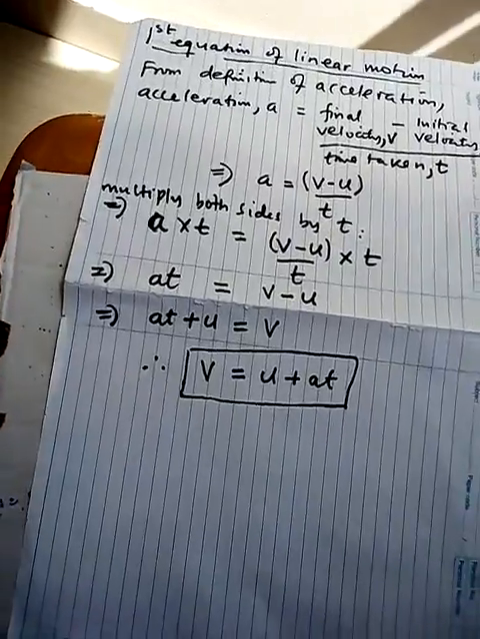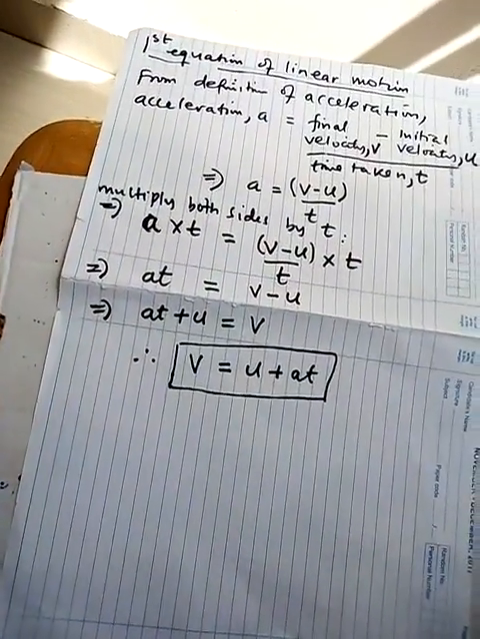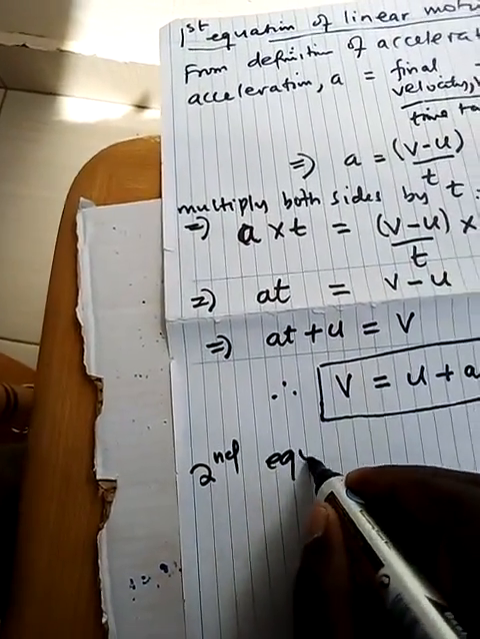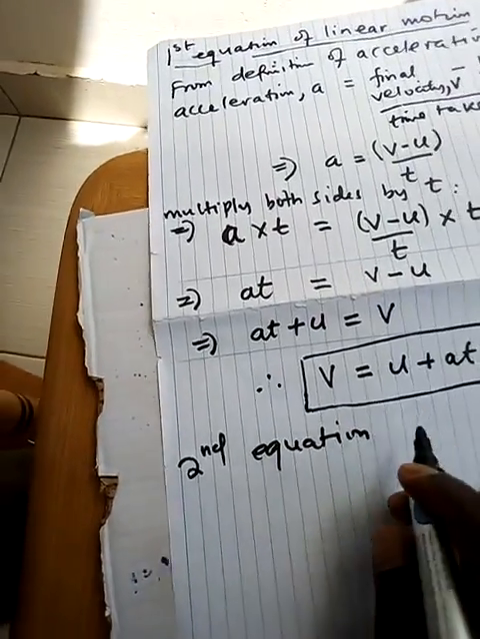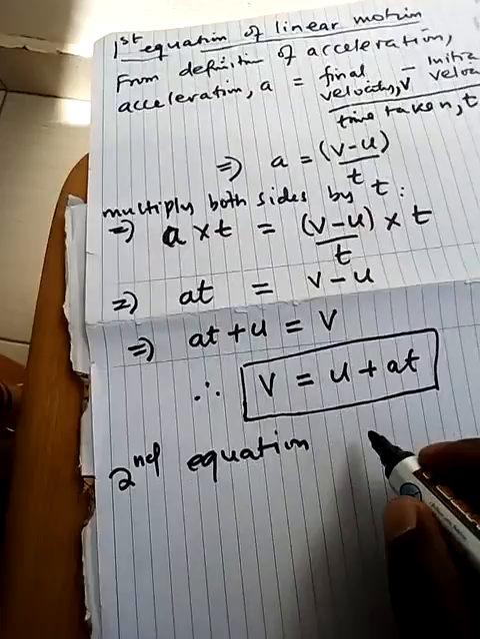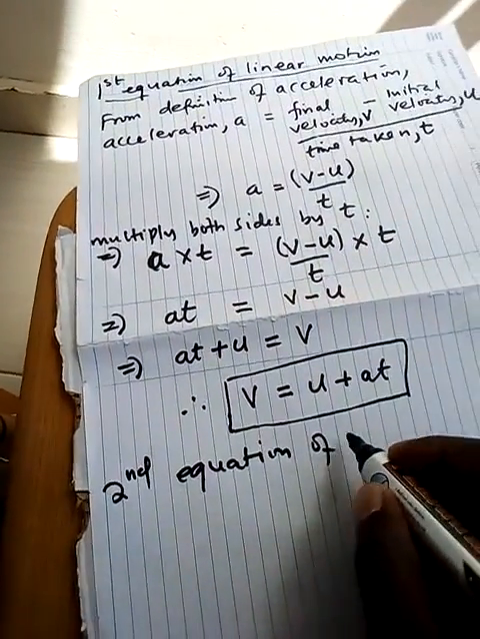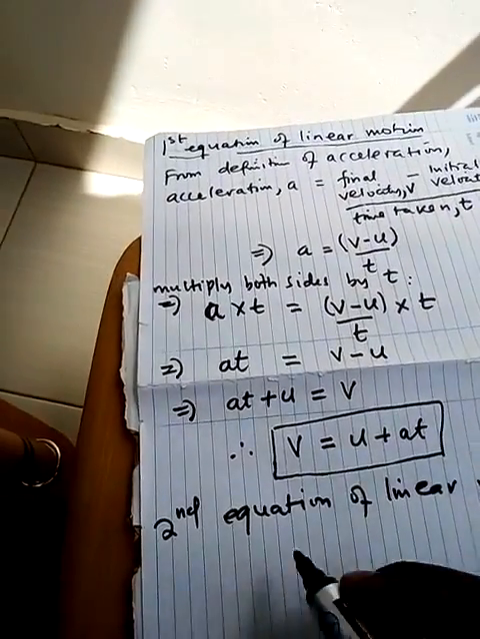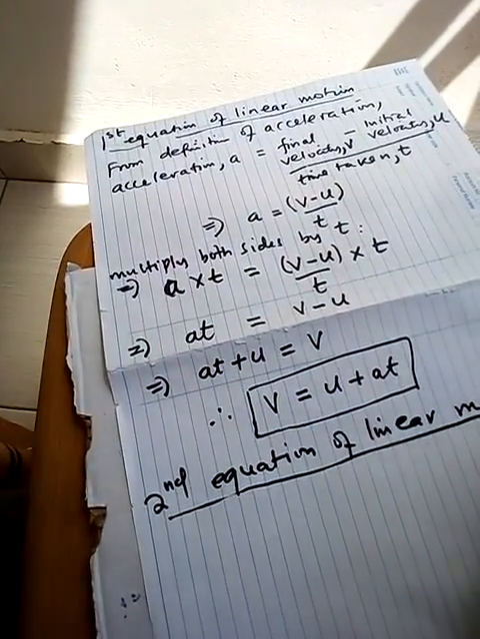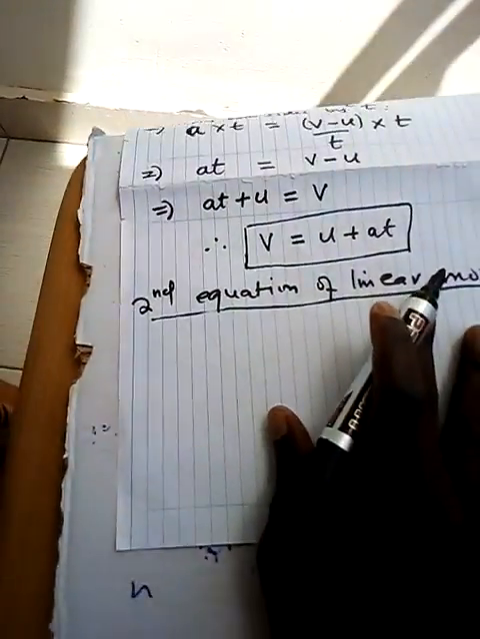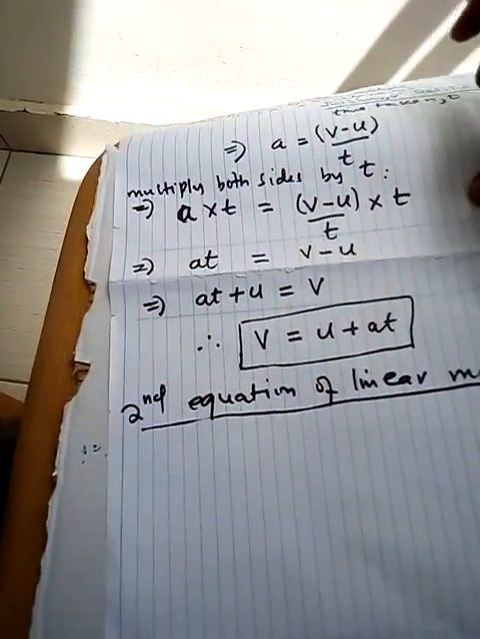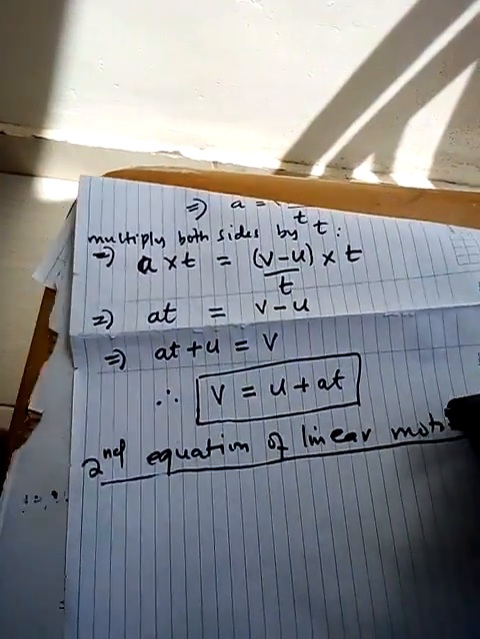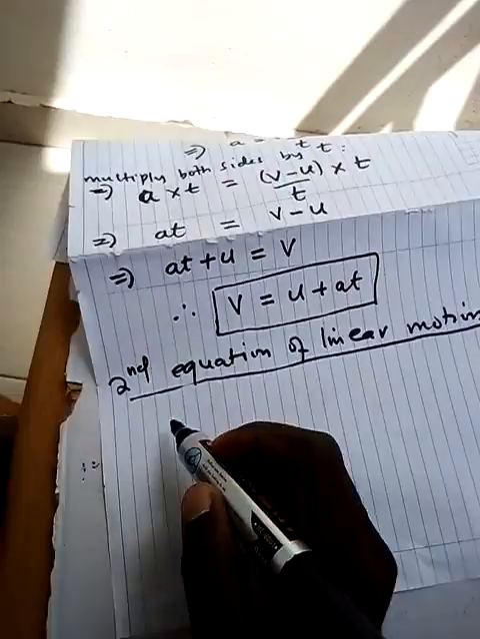Let's continue. We go to the second equation of linear motion, the second equation of uniformly accelerated motion. In simple terms, we say linear motion, but we say the equation of uniformly accelerated motion. Here, where do we start from in deriving this expression? We start from the mathematical treatment of displacement.